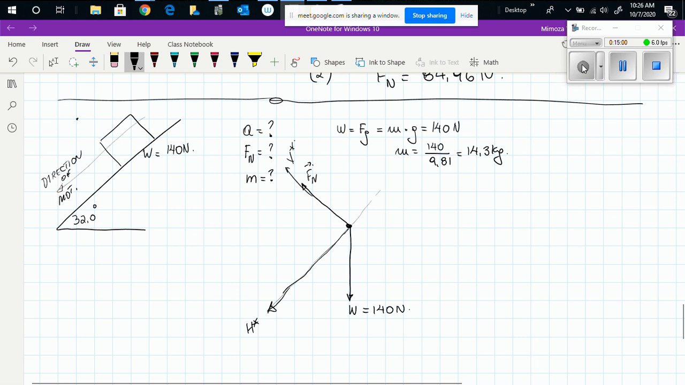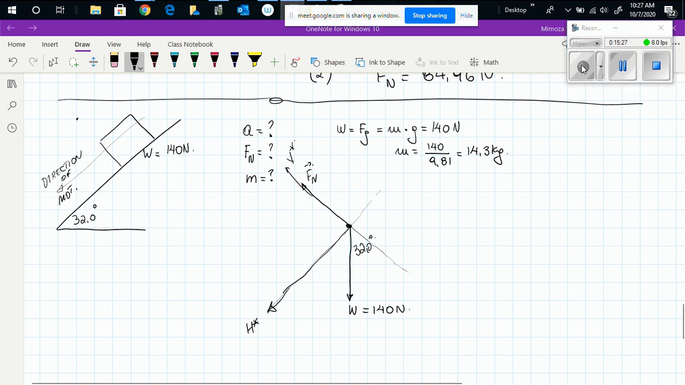As you are constructing those new sets of axes, extend the vertical axis, and the angle that is created between the extension of the new vertical axis and the force of gravity is the same angle as the angle of the incline. Is it clear? Okay, good.